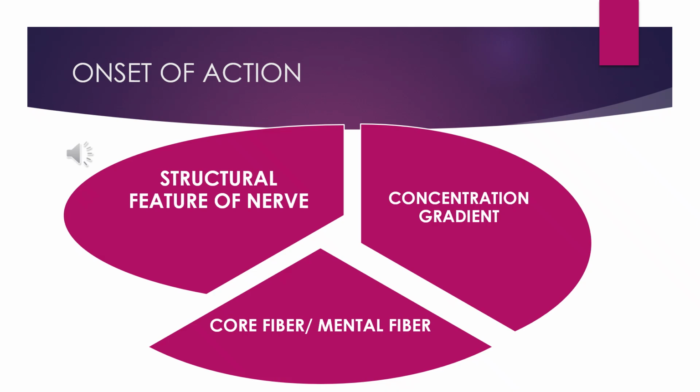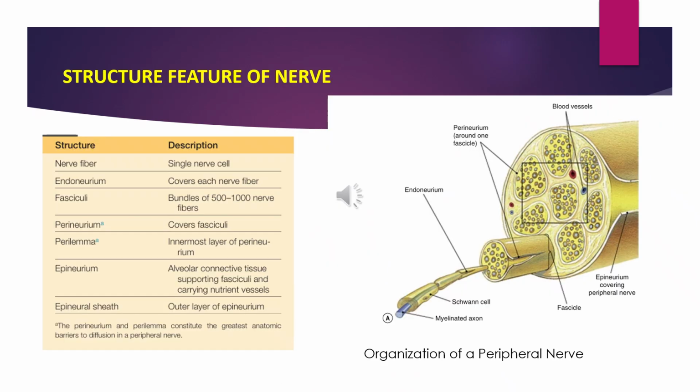This rate of diffusion of local anesthesia into the nerve is governed by some features. Number one is the structural feature of the nerve, then concentration gradient, and then core fibers or mantle fibers. So first of all, structural feature. As you all know, a peripheral nerve is composed of 100 to 1000 tightly packed axons.